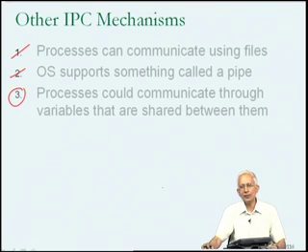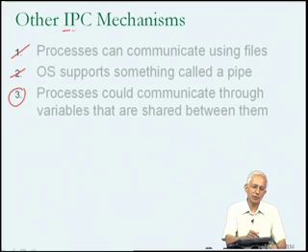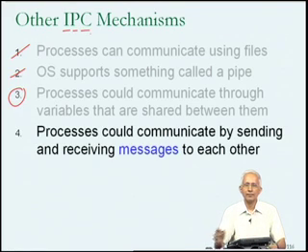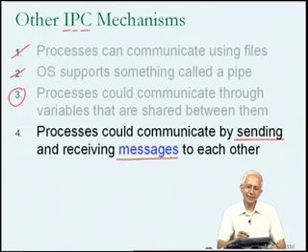Now there are other possibilities as far as IPC, inter-process communication, is concerned, and one which is akin to something that we have seen when we talked about human communication, we will talk about next. The idea that processes could communicate by sending and receiving something called messages to each other. So this is a completely new concept to us. Communication by a process doing the activity of sending a message, and at the other end the message being received.